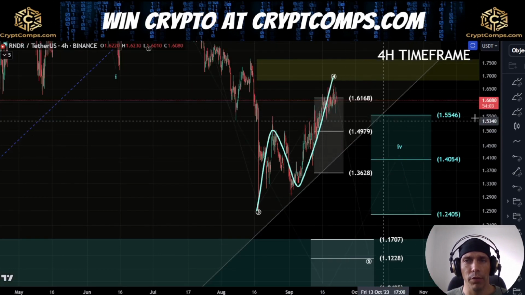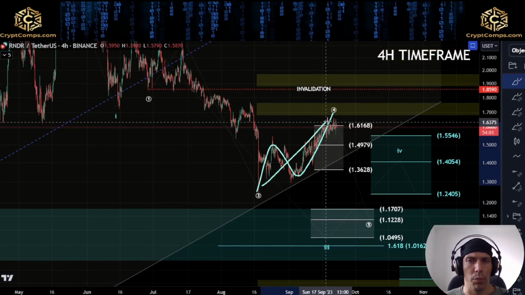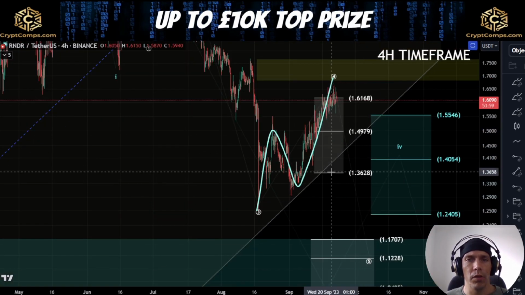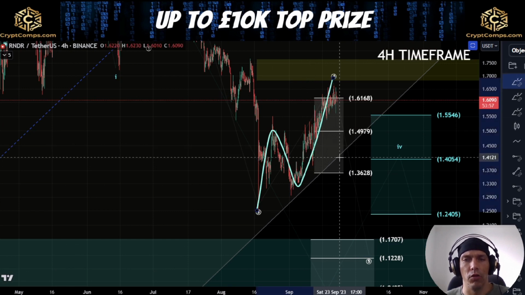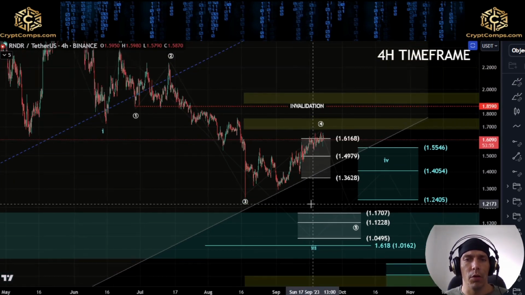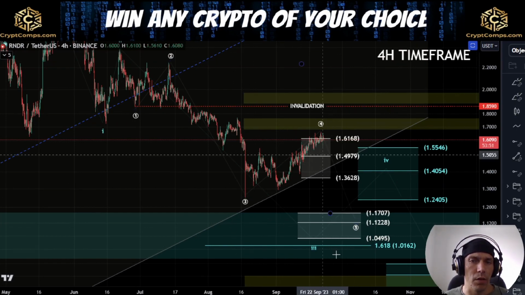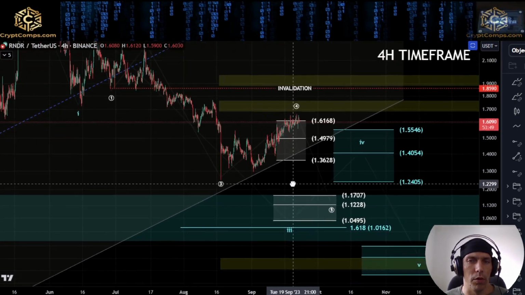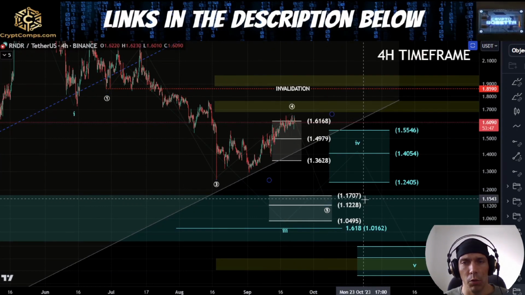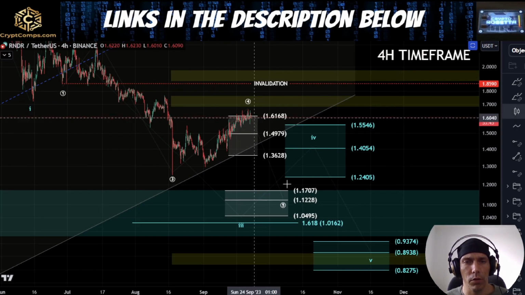If we move back above that, that would invalidate the idea of this being a 4th and a 5th. It could potentially still mean that we have an additional leg here to the downside, because unless we start to develop 5-wave structure up here, the probability is that we are still going to see another drop to the downside. Now, if we do start to drop down here, 1.17 to this 1.04 is going to be our target level.